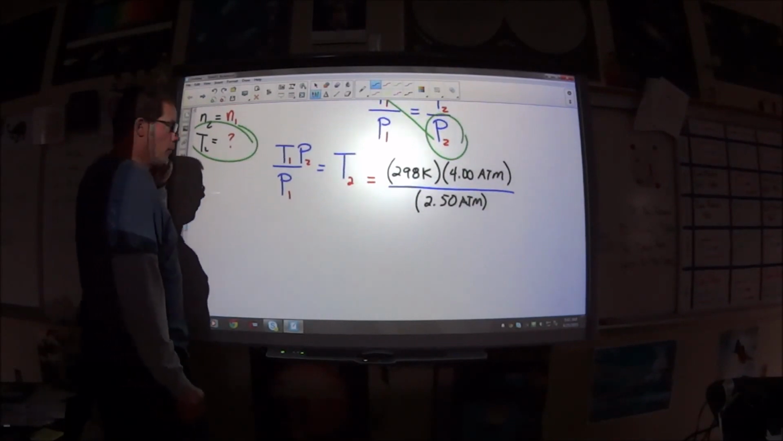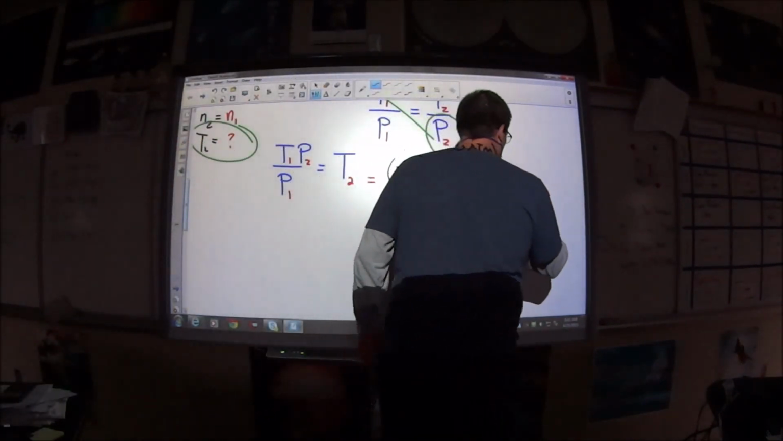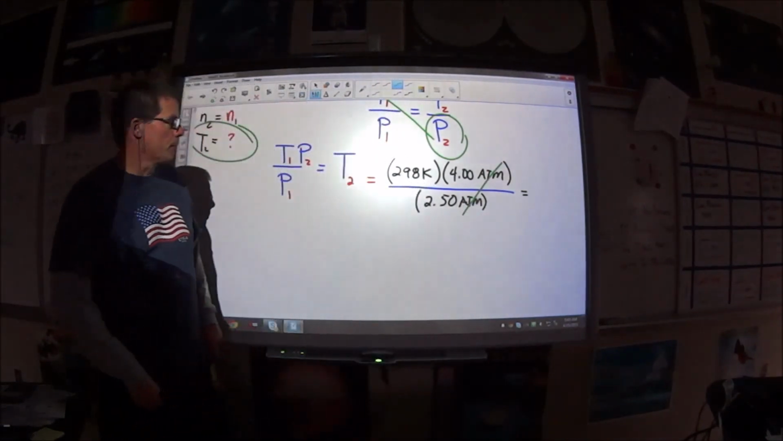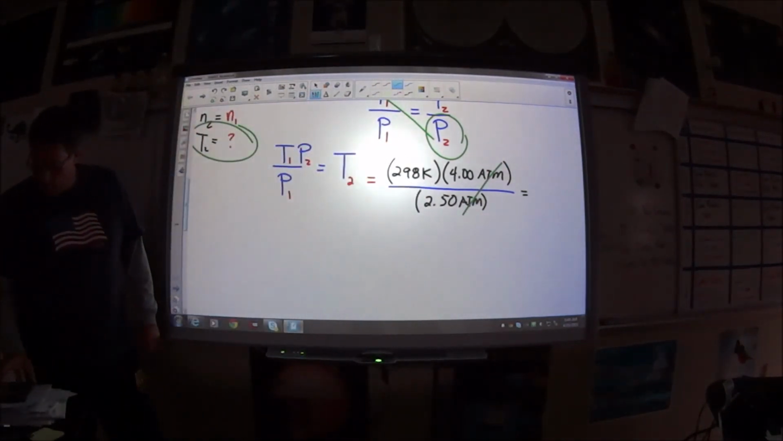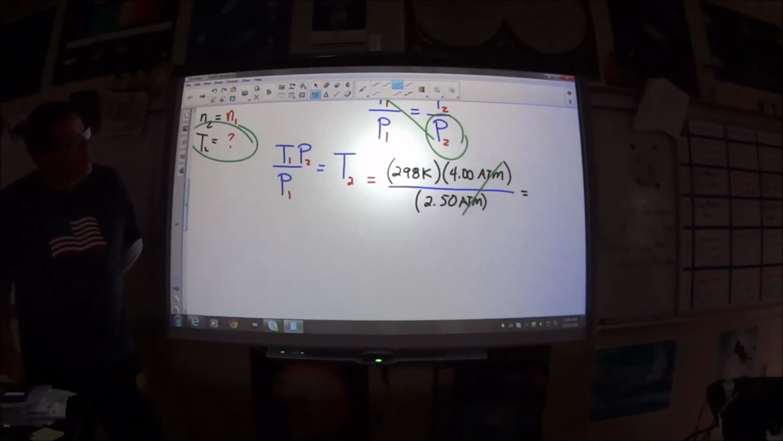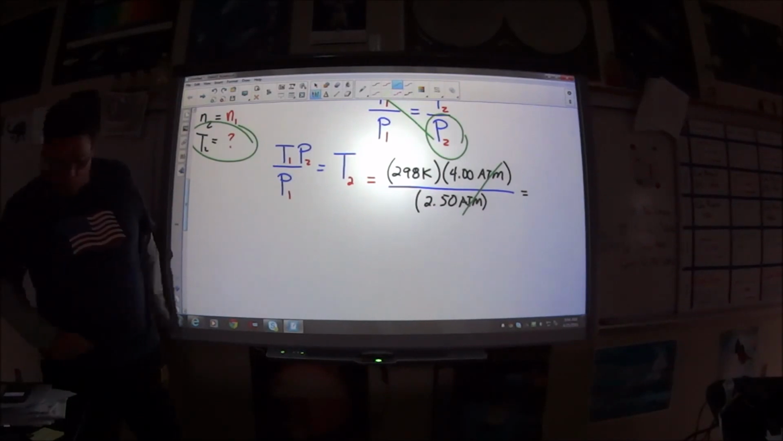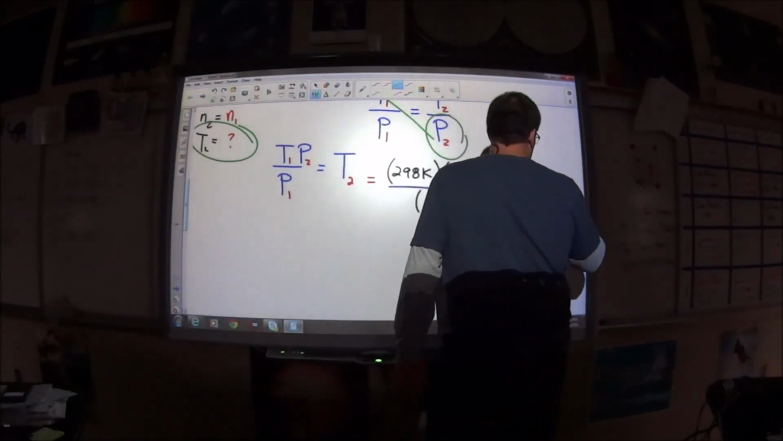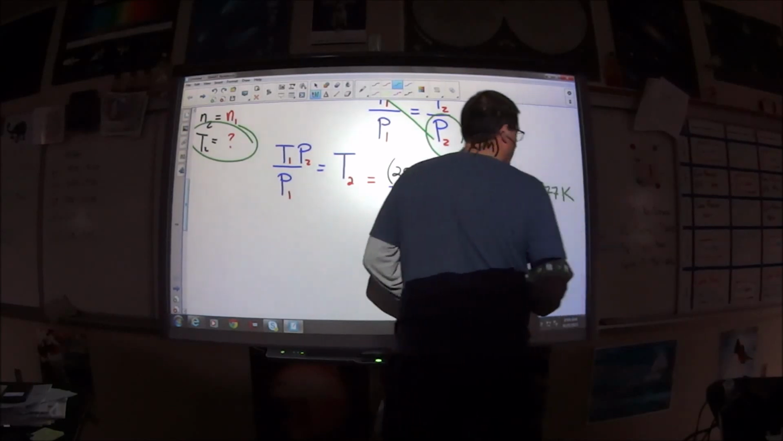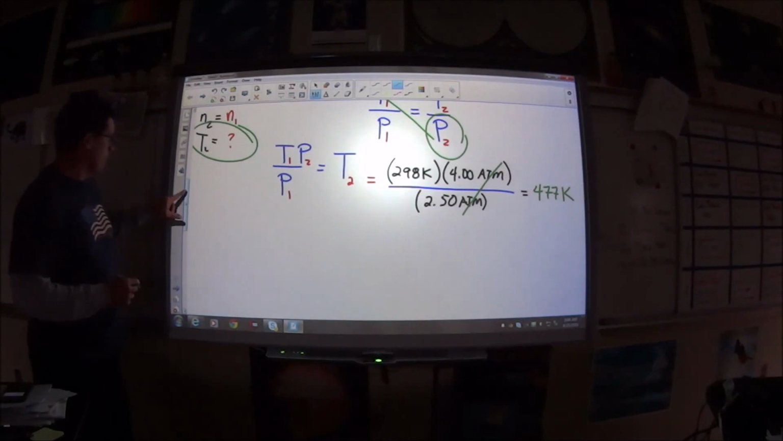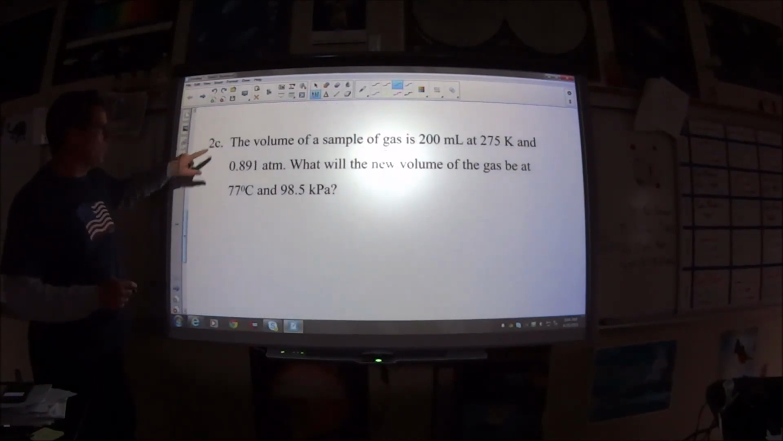Which is 2.5 atmospheres. So then I can look at my units and say, okay, well, who cancels here? Obviously, my atmospheres cancel. And then we can just plug and solve. So 298 times 4 divided by 2.5. And that gives me 476.8. So we'll say that's 477 Kelvin. And notice that it is in Kelvin. Okay. All right, let's look at 2C.